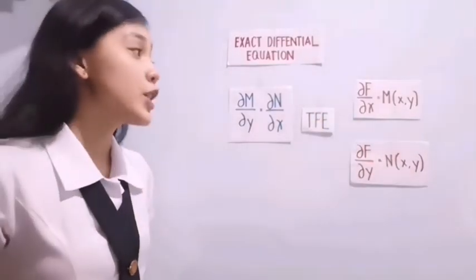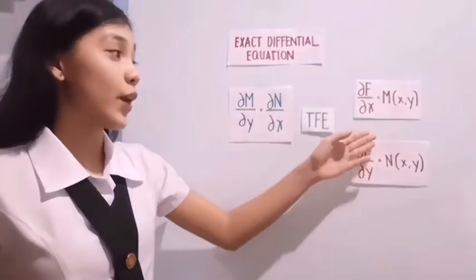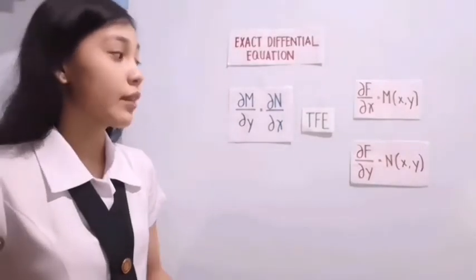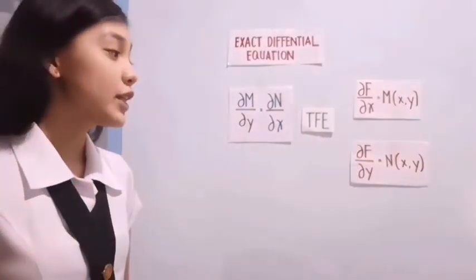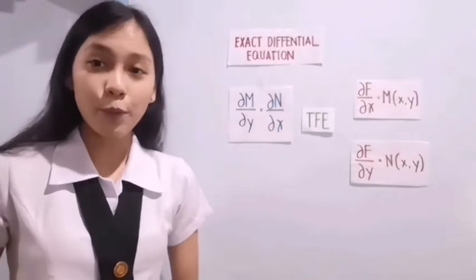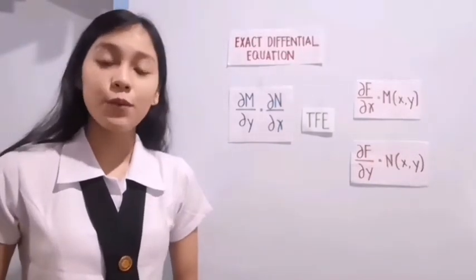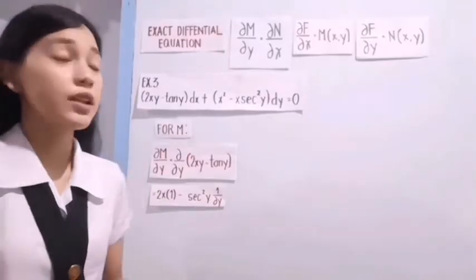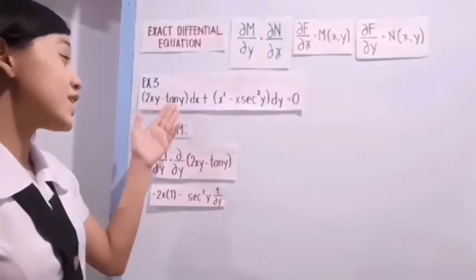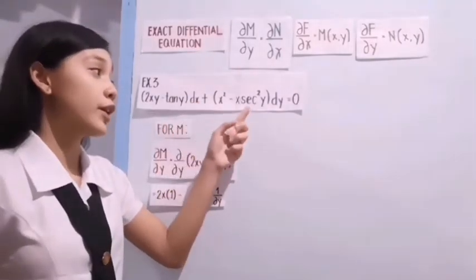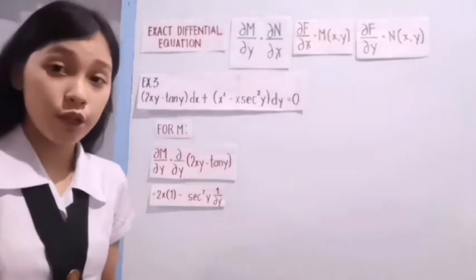Number 1 is the partial derivative of f with respect to x is equal to M with the components of x and y. And the second is the partial derivative of f with respect to y is equal to N with x and y components. Now, let's proceed with the examples. And so, our example number 3 is (2xy minus tangent y) dx plus (x squared minus x secant squared y) dy is equal to 0.